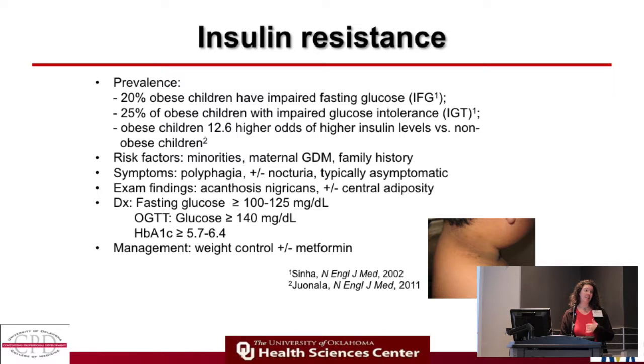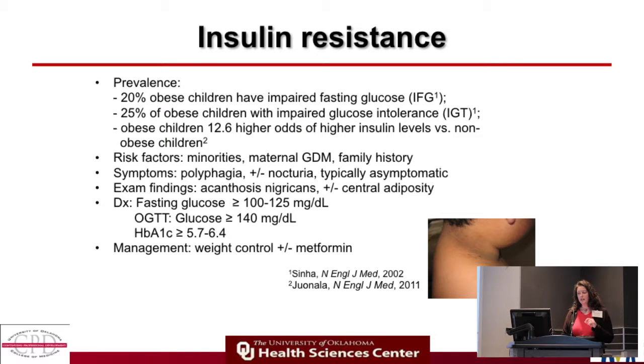Because we know the best test isn't clinically available. It's the clamp that you do in research settings. So what we use, what AAP has put forth as a recommendation, is go ahead and get the fasting glucose in kids starting at age 10. We're really not seeing type 2 diabetes, except in American Indian kids before age 10. In American Indian kids, we are seeing type 2 diabetes before age 10.